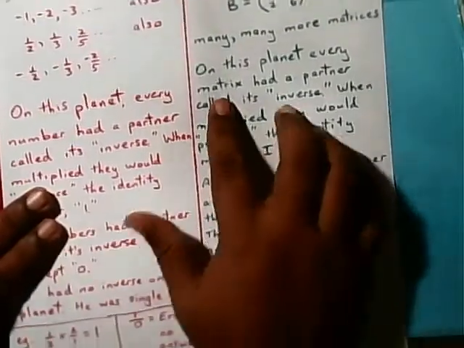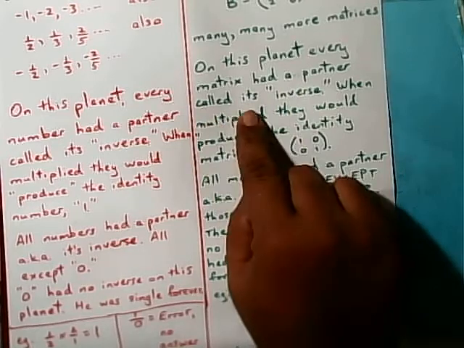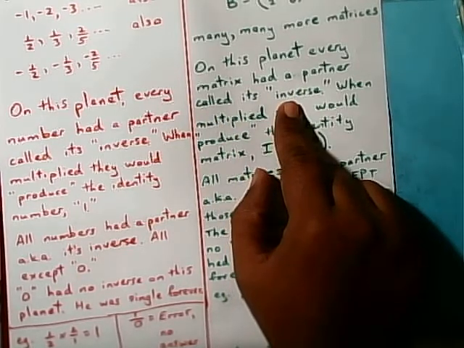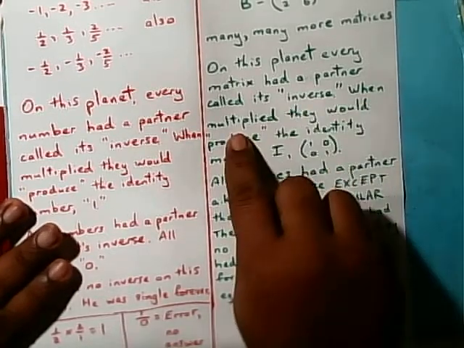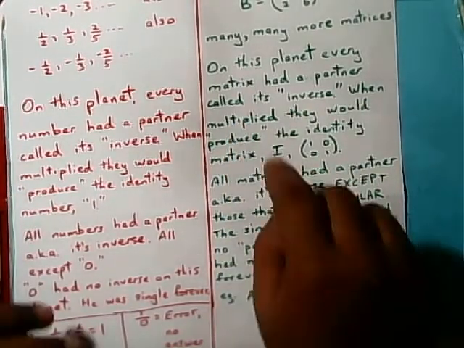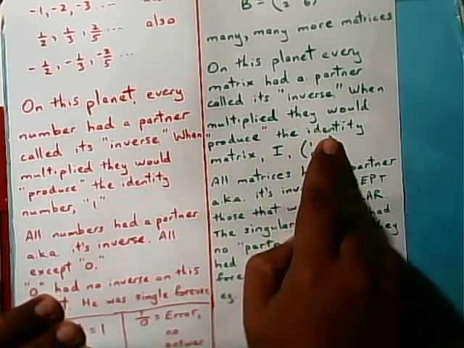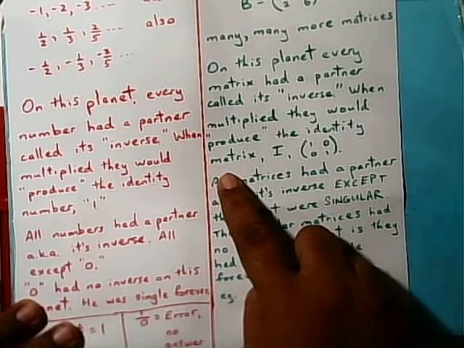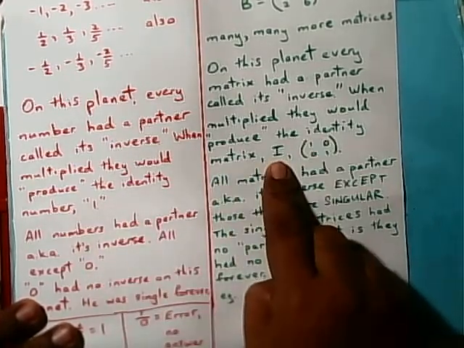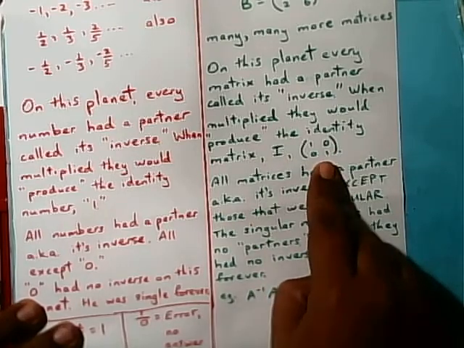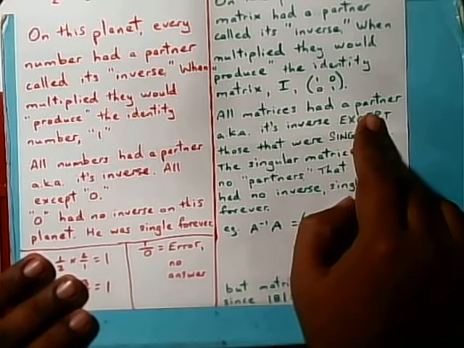Now, on this planet, every matrix had a partner called its inverse. In other words, every matrix was married. They have a wife or a husband. And when the matrix was multiplied to its inverse, they would produce the identity matrix. Just like how you have the identity number 1, you would produce the identity matrix I, which was 1, 0, 0, 1.